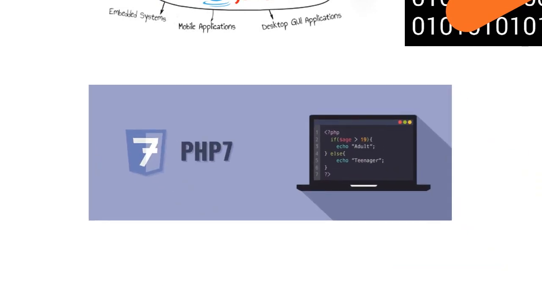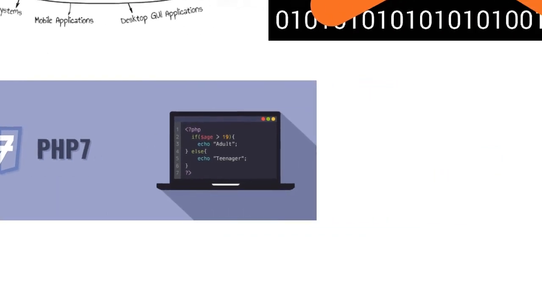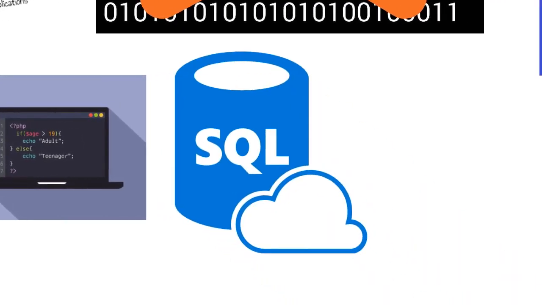PHP. This programming language is mostly used in web development and creating websites like WordPress and Facebook. SQL. This programming language is used in many back-end databases and excels at sifting through big data.